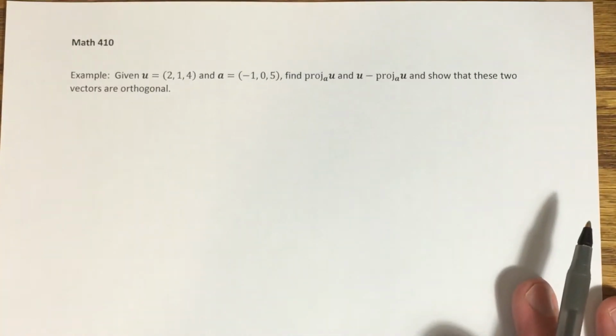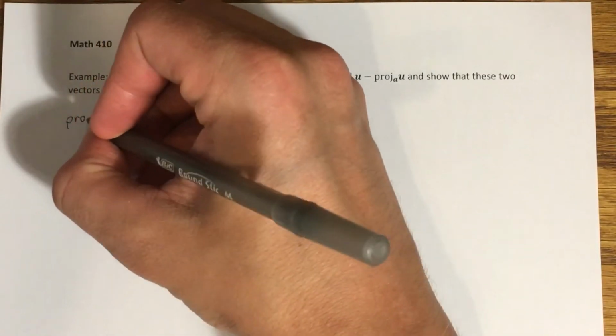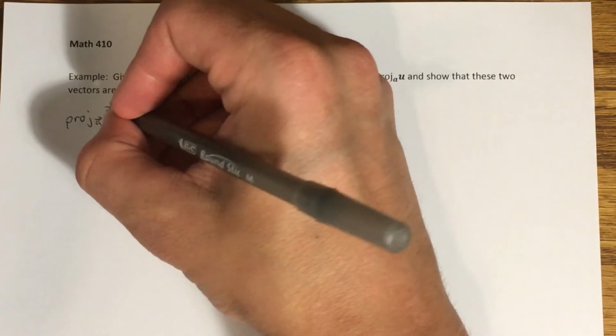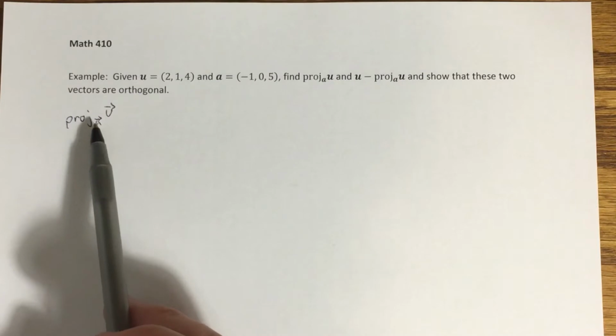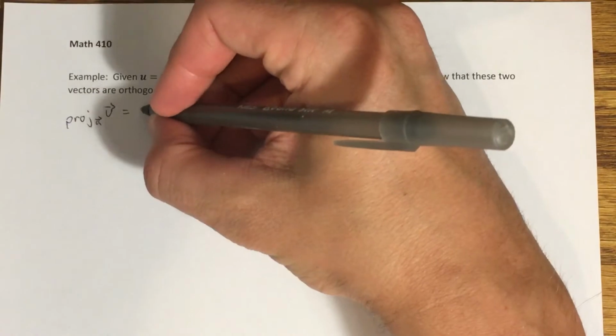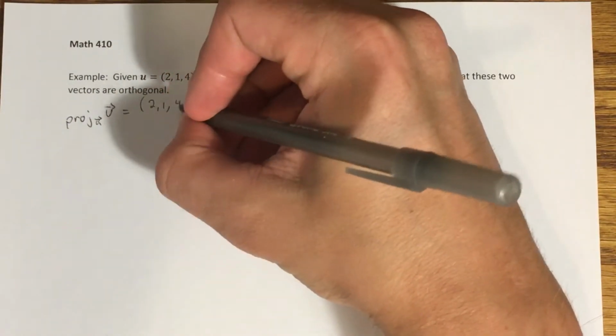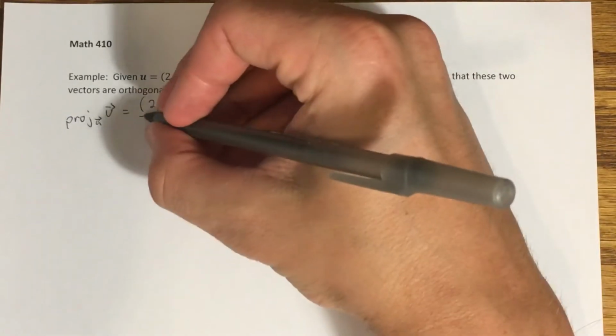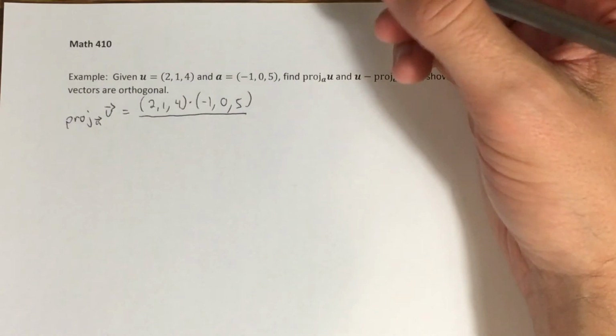And then we want to show that these two vectors are orthogonal just by using the dot product. So let's start with the first one. I want to find the projection of U along A. And notice the vector that we're projecting onto is the one that shows up as a subscript here. Okay, so the formula that we just came up with said that we need to do U dot A up here, (2, 1, 4) dot (-1, 0, 5), over the norm of A squared.